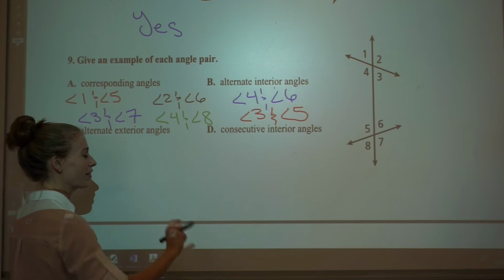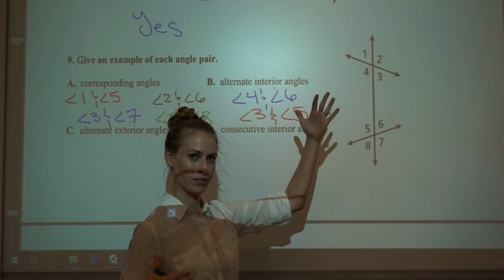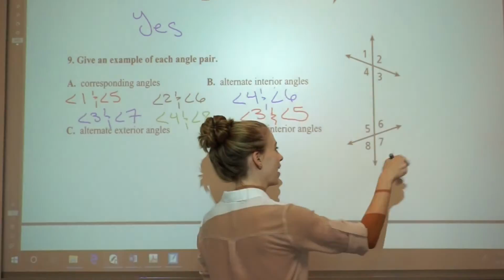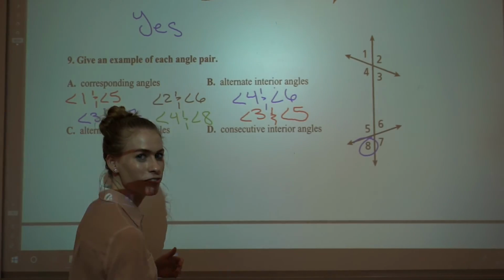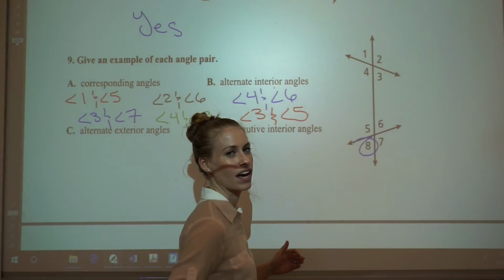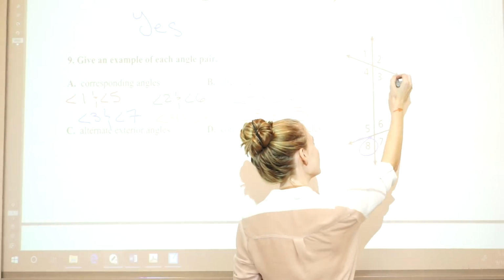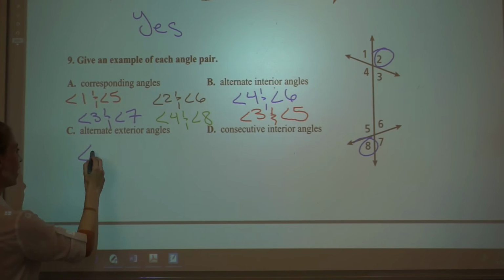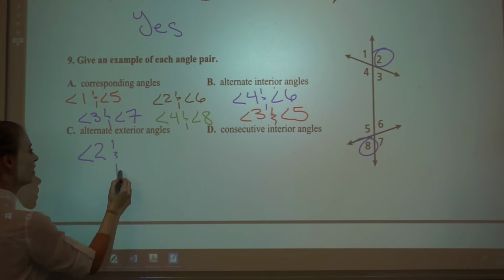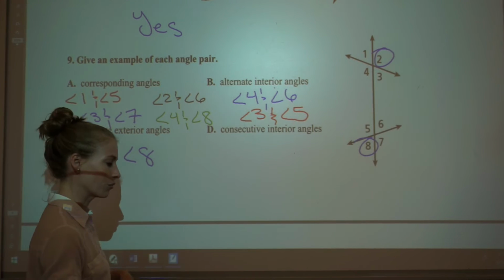Alternate exterior angles. Okay? Same thing here, but we're dealing with the outside. So let's look at an angle on the outside. Which one? Let's do angle 8. So can we find an angle that's on the opposite side of our transversal? I think we can. What is it? Angle 2. Look at there. So angle 2 and angle 8 are alternate exterior angles.